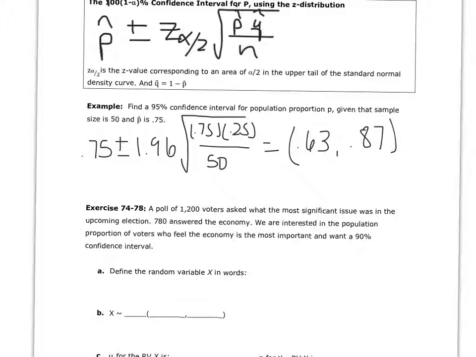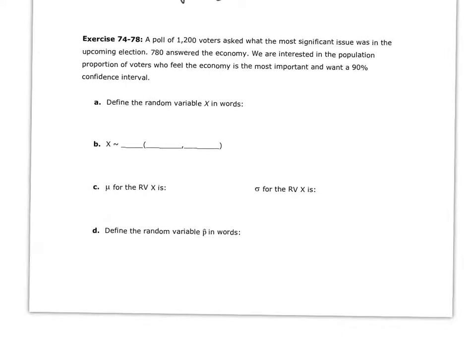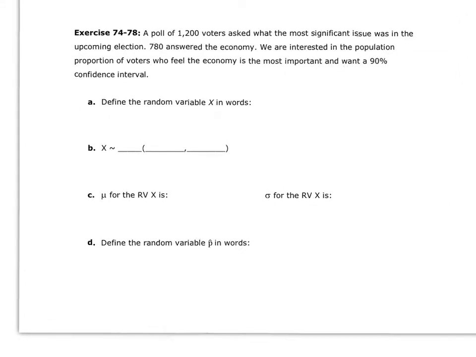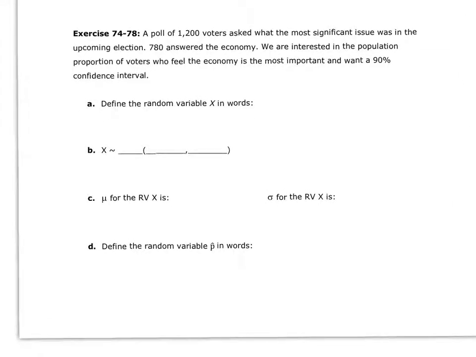All right, you can pause anytime if you want to go back and plug it in your calculator and do it yourself. I'm going to keep going. Let's look at this next example. We have a poll of 1,200 voters asked what the most significant issue was in the upcoming election. 780 answered the economy. We are interested in the population proportion of voters who feel the economy is the most important, and we want a 90% confidence interval.